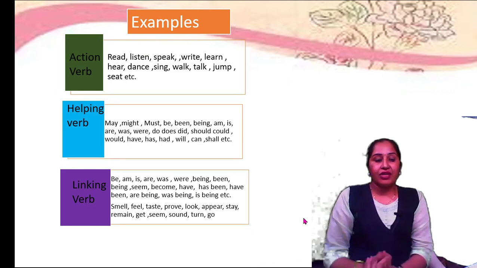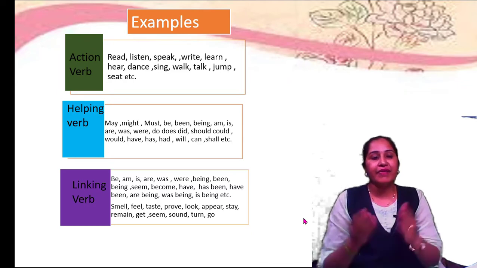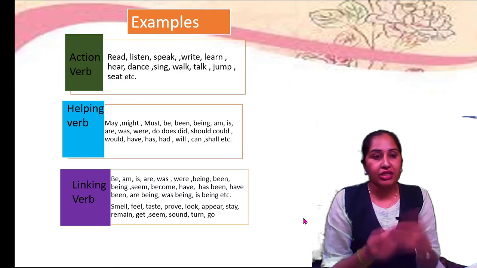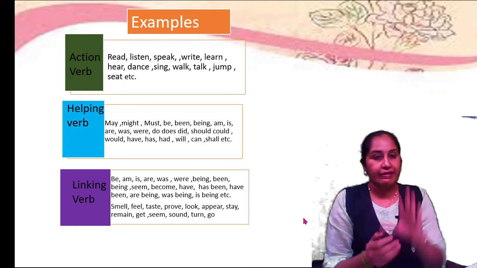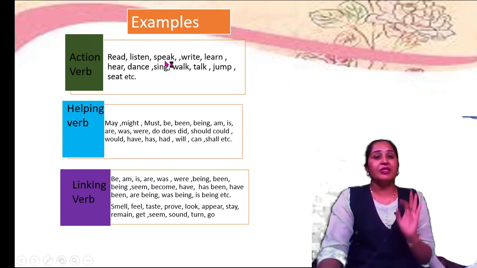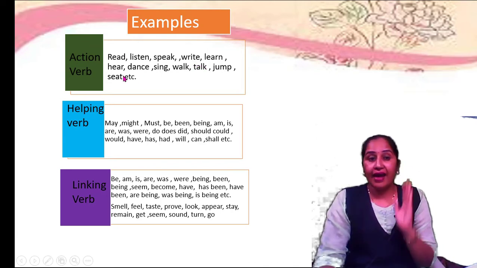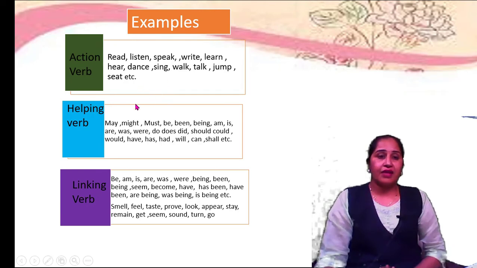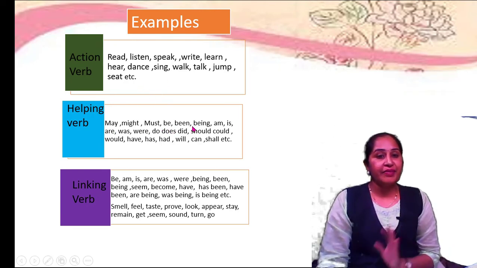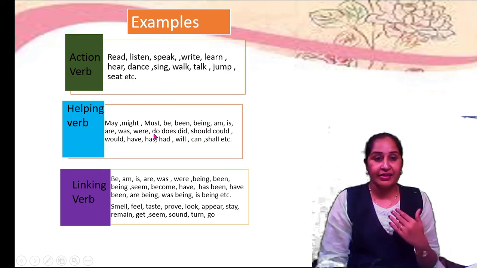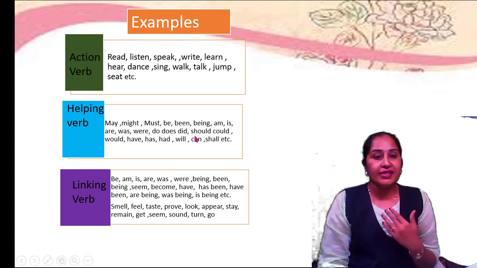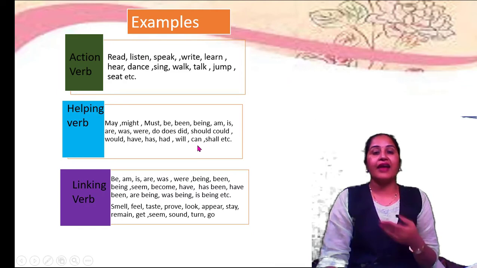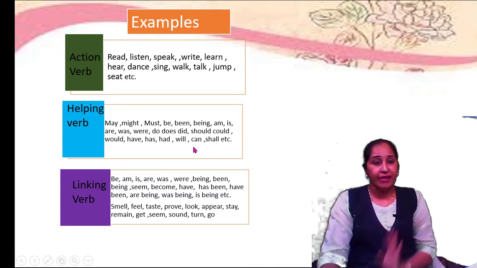For example, action verbs. In action verbs, at the starting we saw there are two pictures. All these are the action words: read, listen, speak, write, learn, hear, dance, sing, walk, talk, jump. These are the action verbs, etc. Helping verbs: may, might, must, be, been, being, am, is, are, was, were, do, does, did, should, could, would, have, has, had, will, can, shall, etc.